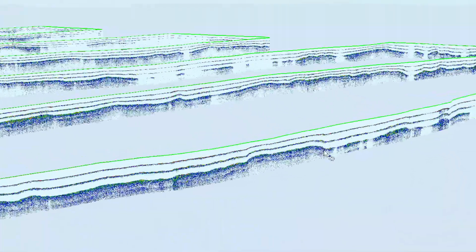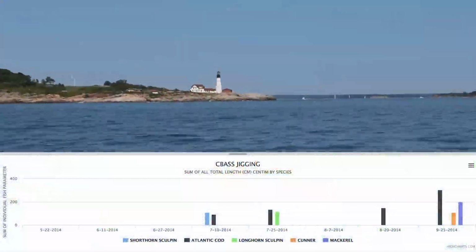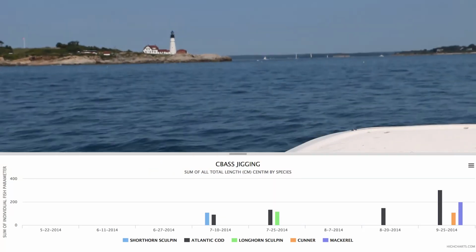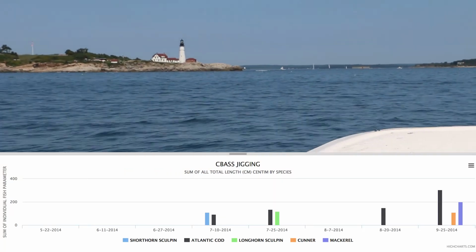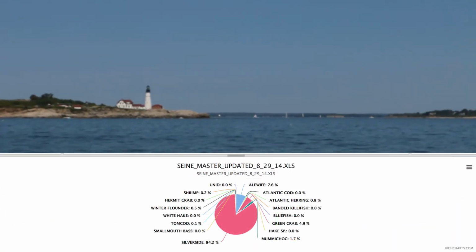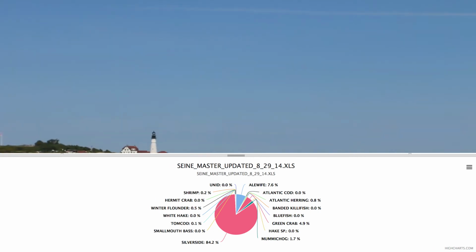So really CBASS is very data intensive. We have multiple data streams coming in, as I mentioned. We have acoustic data coming in that is representative of forage fish in the water column. We have jigging data, which is 20 different sites where we go out and we fish and we look for ground fish, and seining data where we're looking at fish community over 12 different sites.